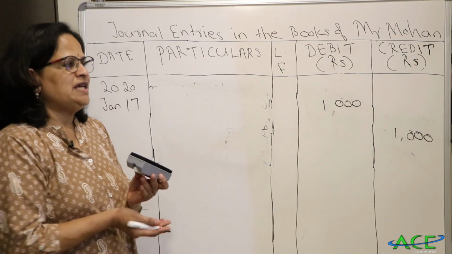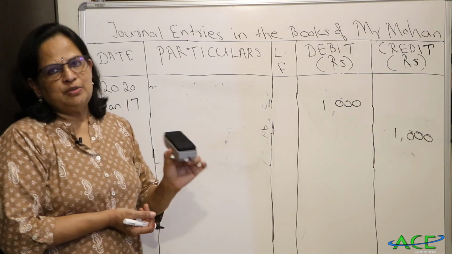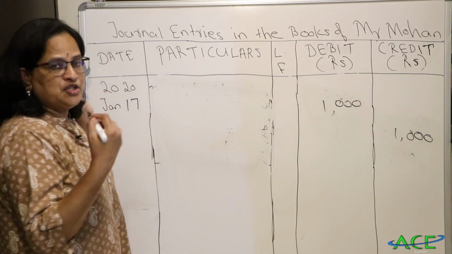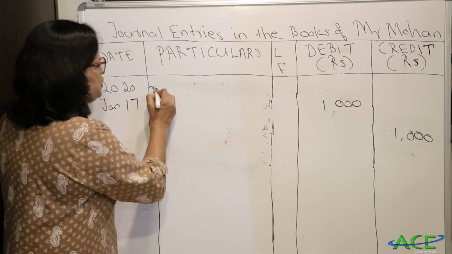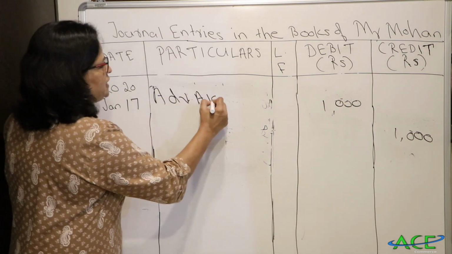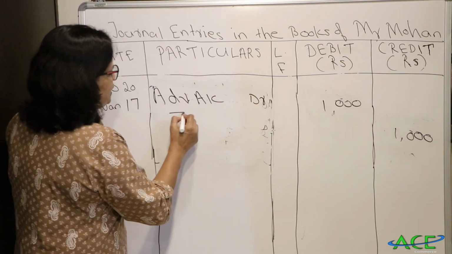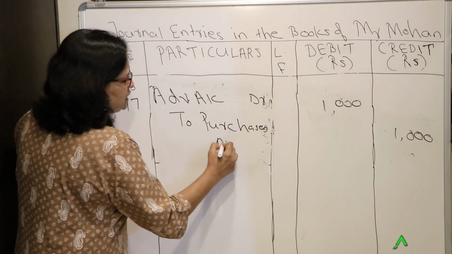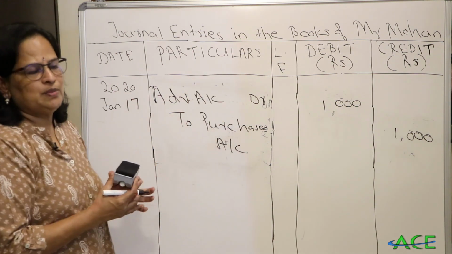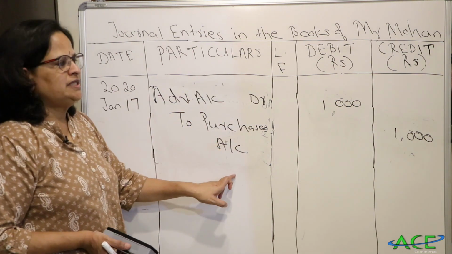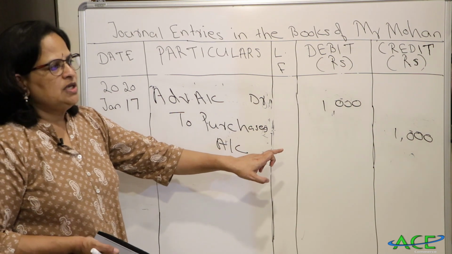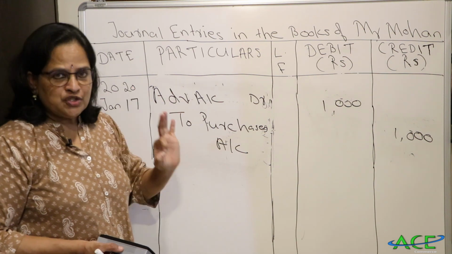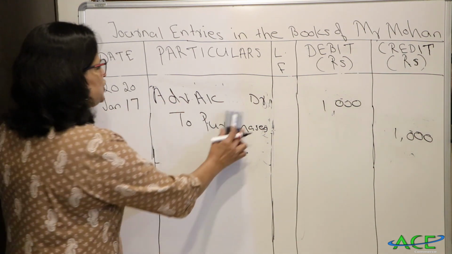Distribution of goods worth 1000 as free samples. So why are we distributing goods as free samples? It's advertisement. Advertisement account debtor to purchases account. See, these transactions are important, again and again I am telling. This you will not see in the textbook because these are different adjustments. Advertisement account debtor to purchases account, value is 1000. Distributed goods as free samples, why? It's for advertisement. Next transaction.